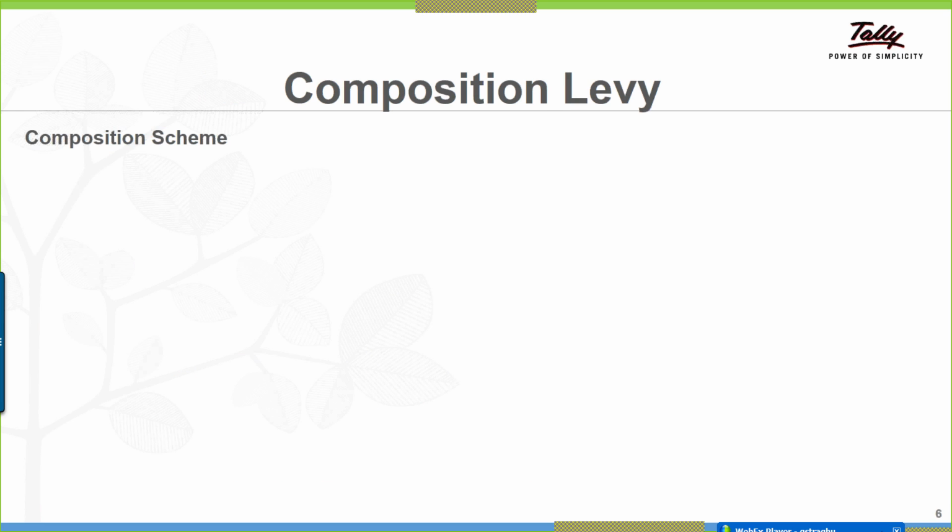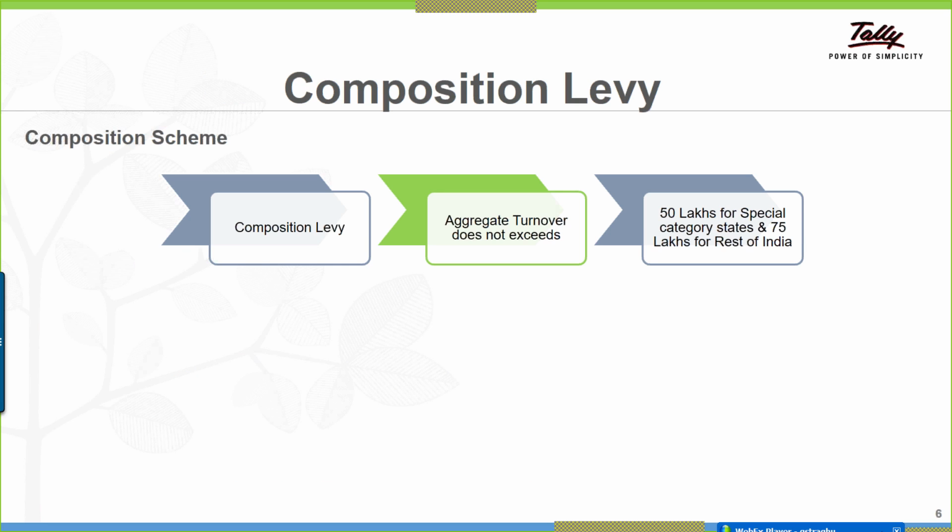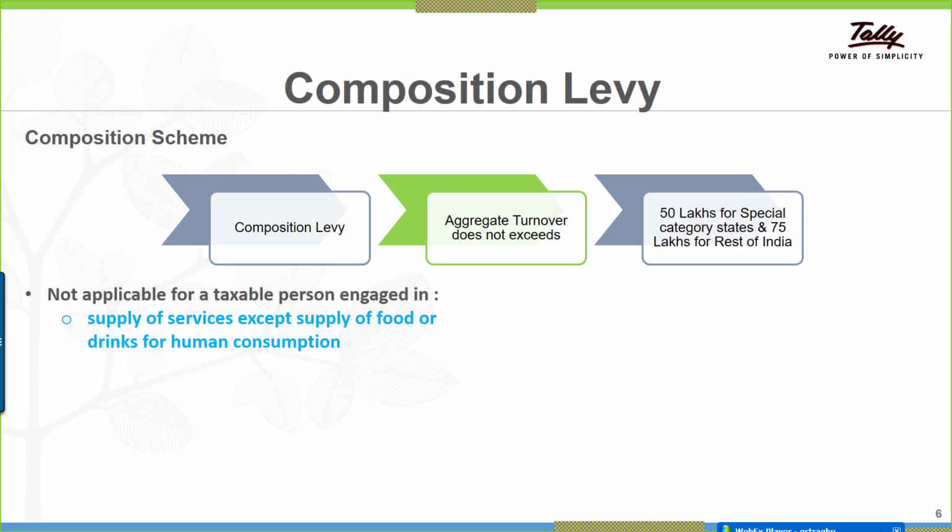Okay, composition levy. For the composition levy, if the aggregate turnover is not crossing 50 lakh for special category states and 75 lakh for the rest of India, then they can come under GST. So what are the advantages and disadvantages of a composition tax?